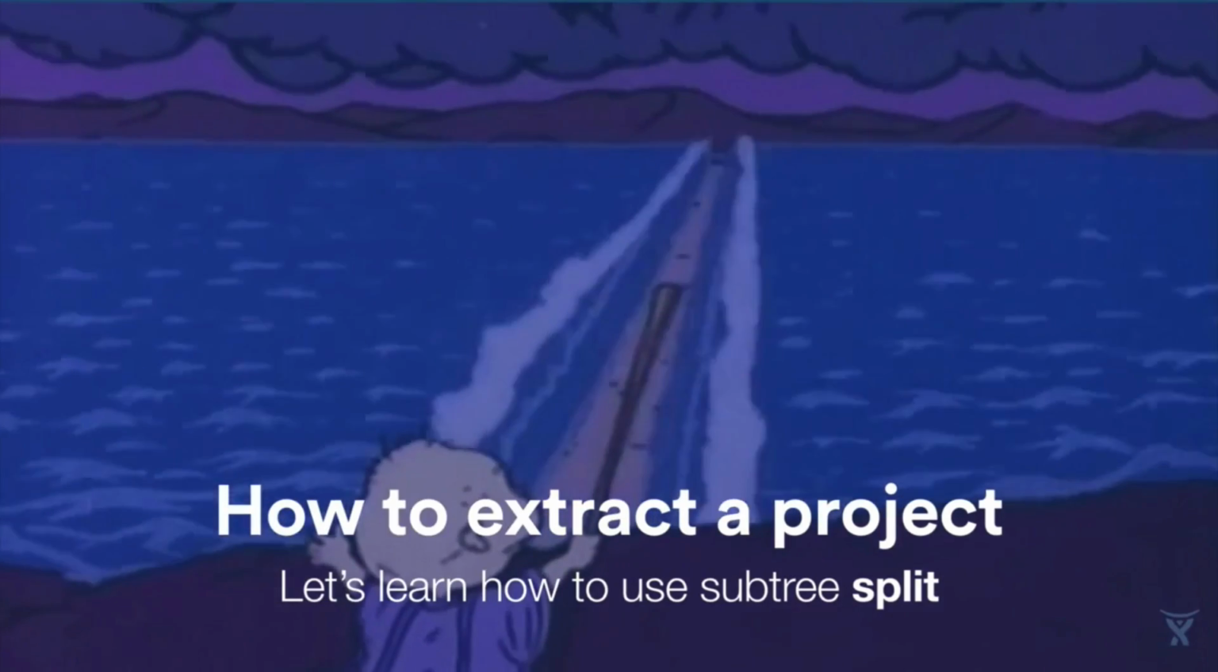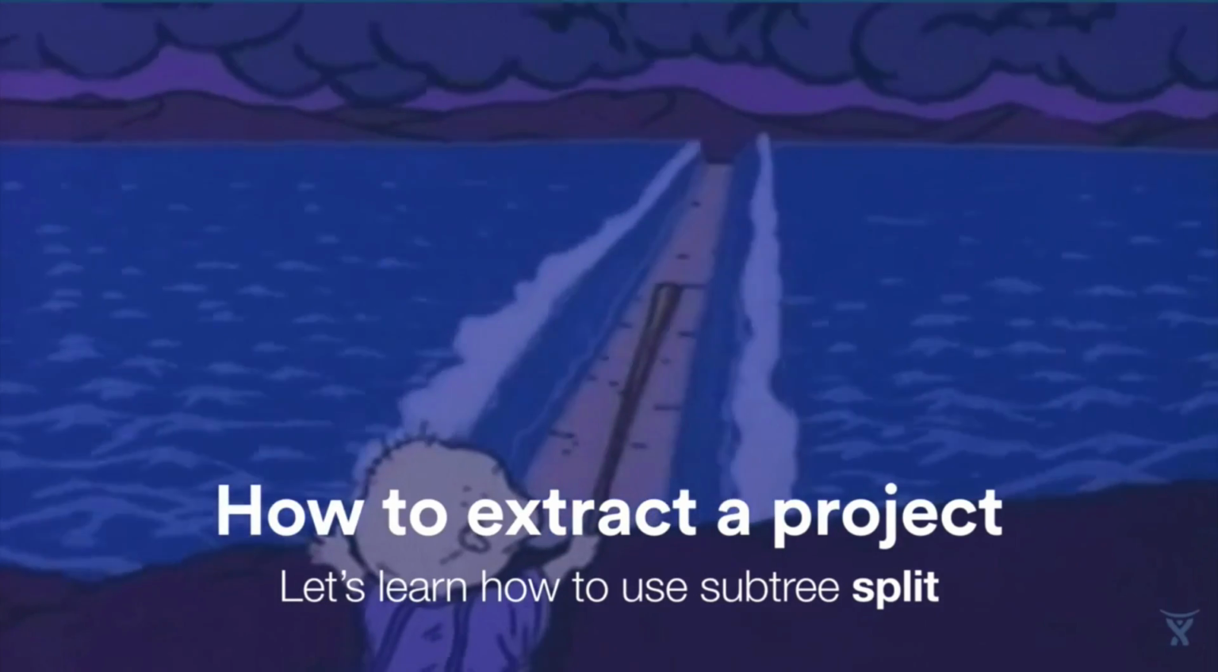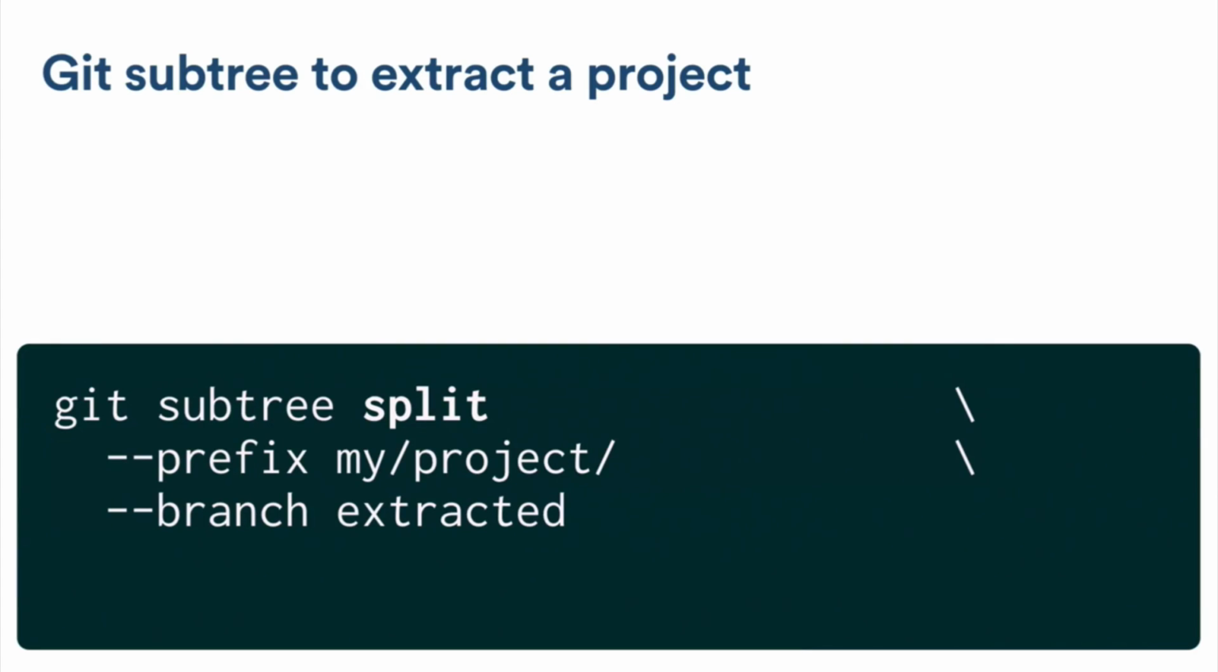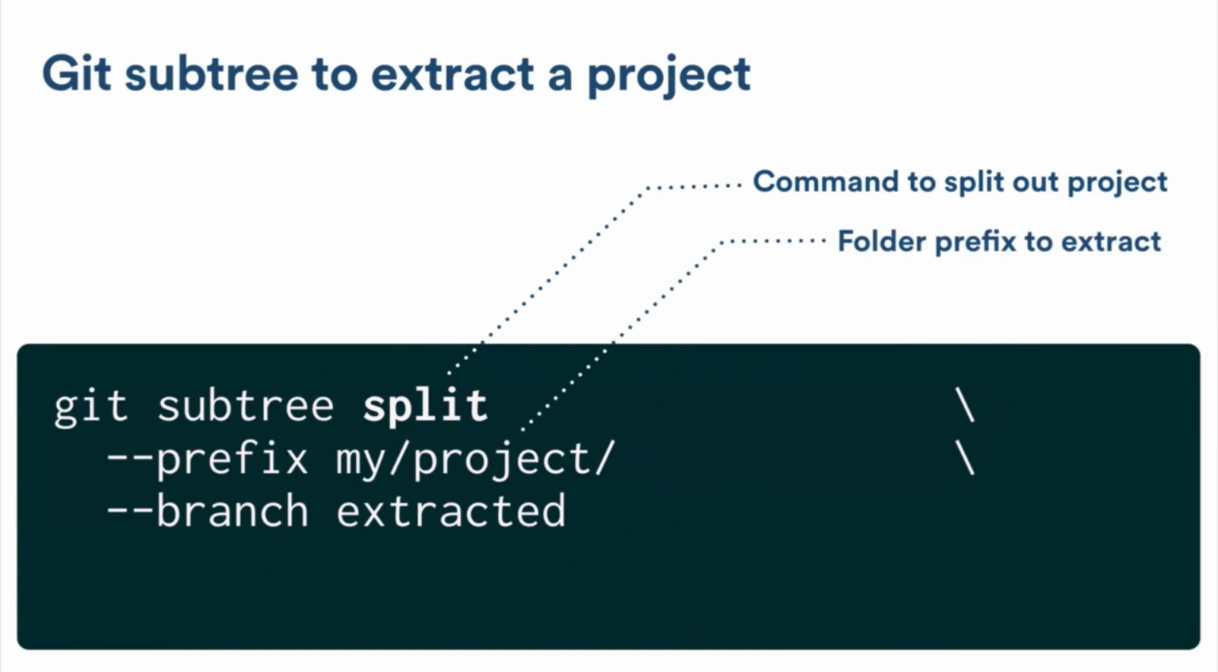So let me show you how that works. Yeah, I like this picture, by the way. It's fun. So how does it work? It's git subtree split. This is the command. Then you specify which subfolder of your project you want to extract into a separate repository.